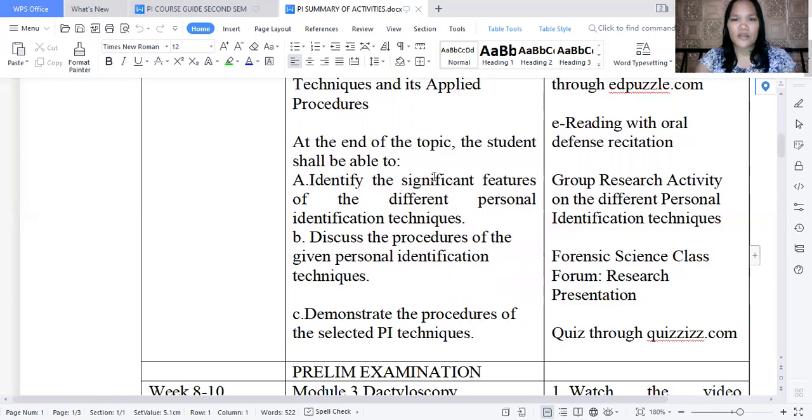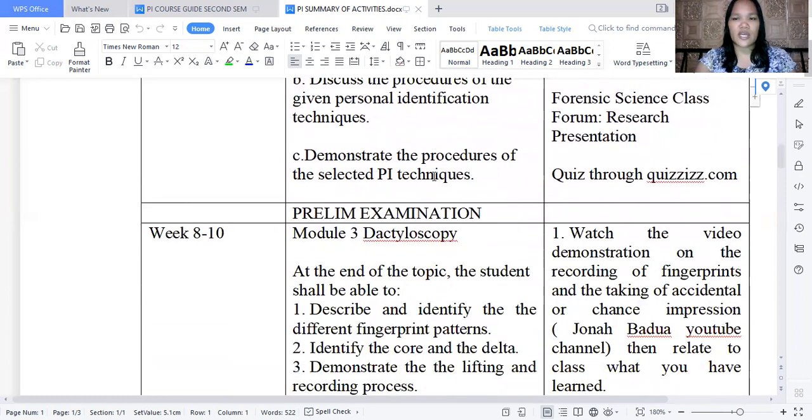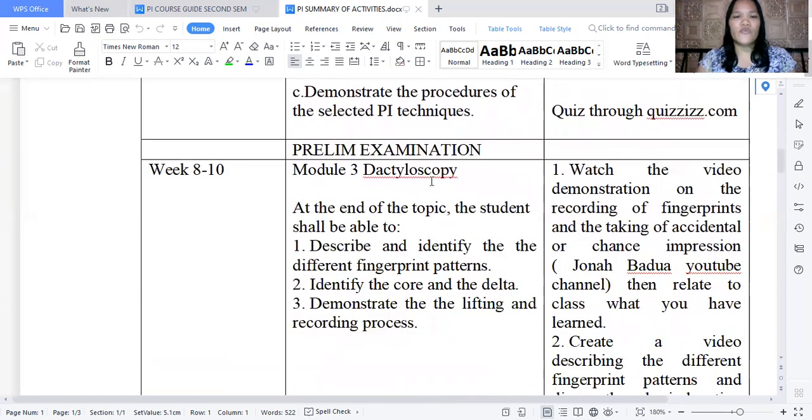Is that okay? So for week 8 to 10, we will now be moving on with module 3, which is titled Dactyloscopy. At the end of the topic, the students shall be able to describe and identify the different fingerprint patterns, and you will be able to identify the core and the delta, and of course the demonstration and the lifting of latent prints, and at the same time the recording process for fingerprints of a living person.